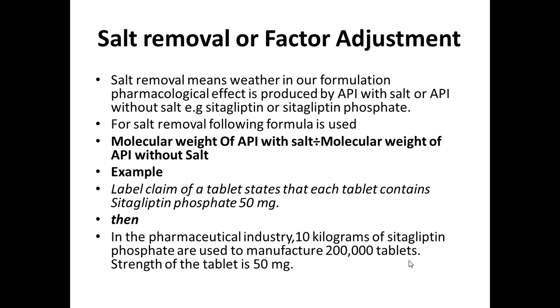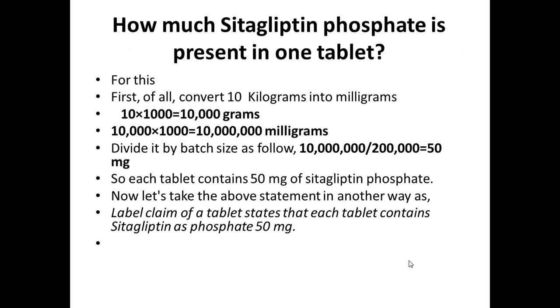Then, in the pharmaceutical industry, 10 kg of sitagliptin phosphate are used to manufacture 2 lakh tablets. Strength of tablet is 15 mg. So, how can we calculate how much sitagliptin phosphate is present in one tablet? We want to determine how much quantity of active pharmaceutical ingredient is in the formulation, in the tablet. For this, we should do some simple calculation.